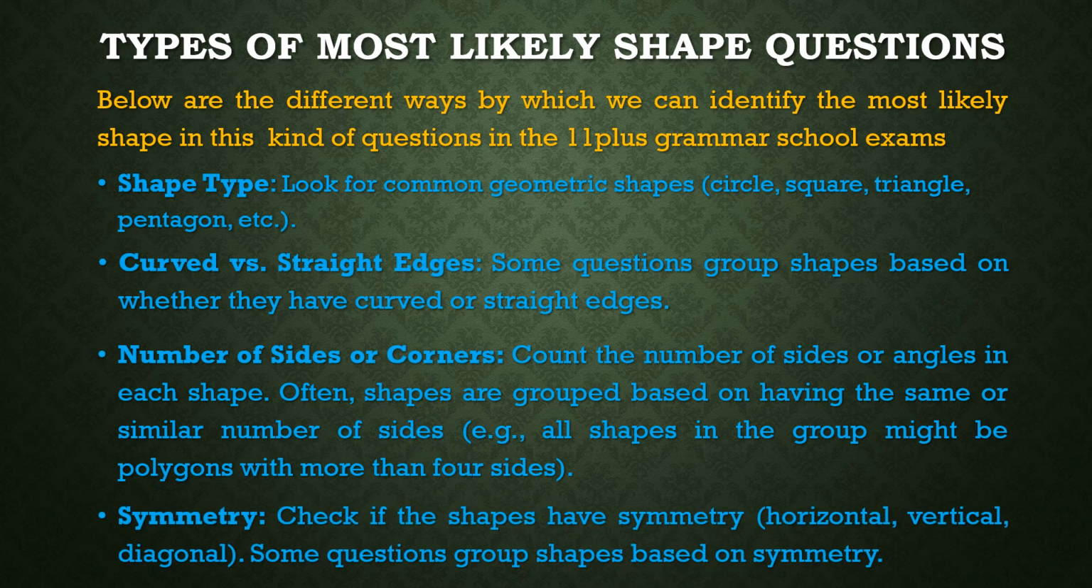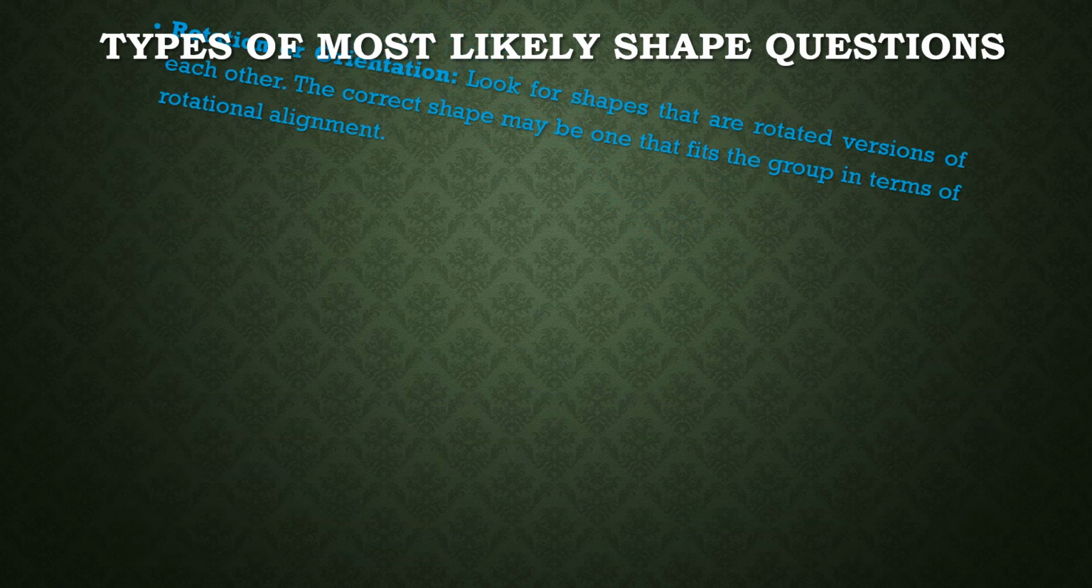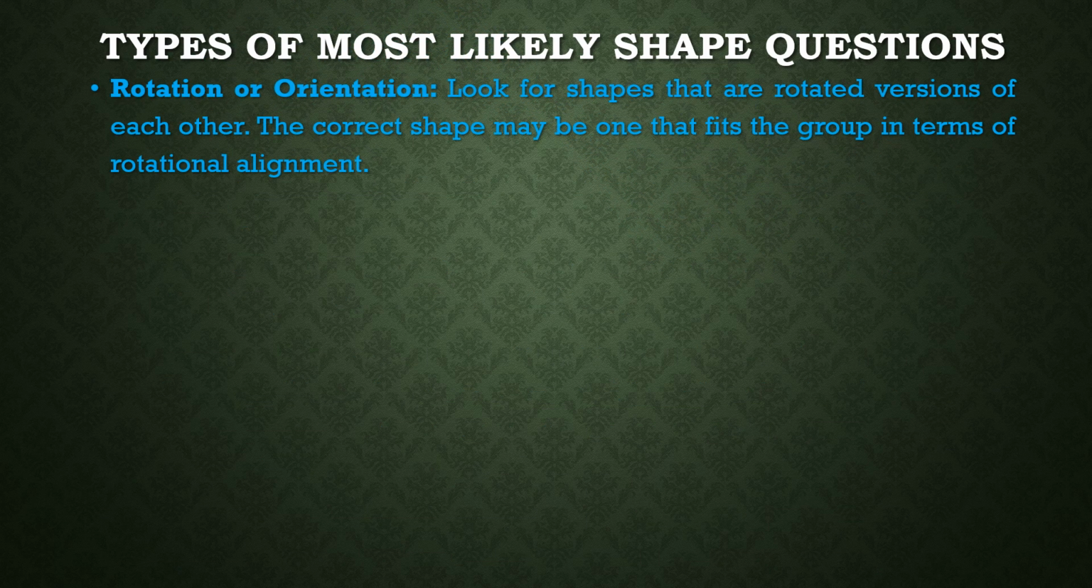We have also seen questions coming from symmetry. So we need to check if shapes have a specific symmetrical pattern. It could be horizontal, vertical, or diagonal. We also see questions related to rotation or orientation. So we need to look for shapes that are rotated versions of each other. They could be rotated clockwise or anti-clockwise, or there could be a north, south, east, west rotation or orientation as well.